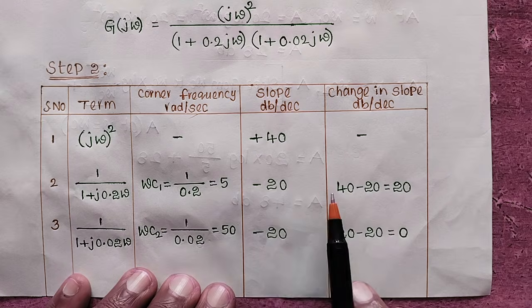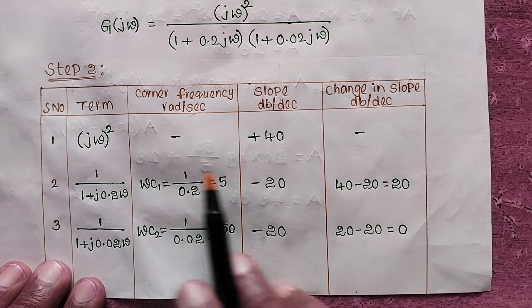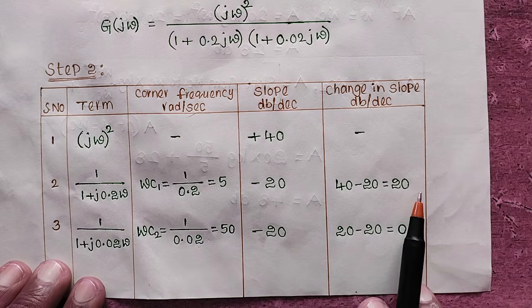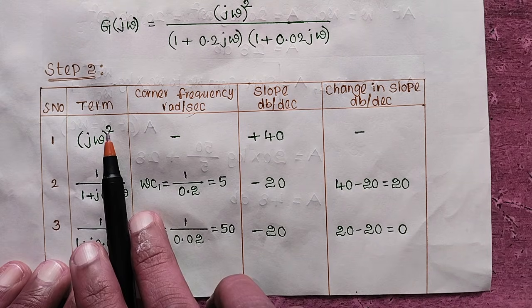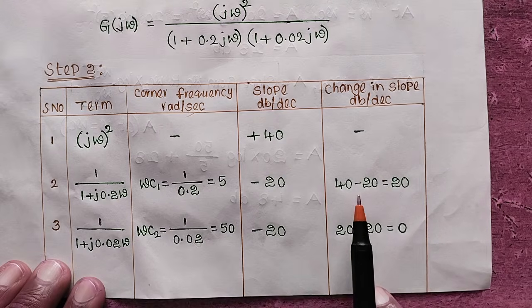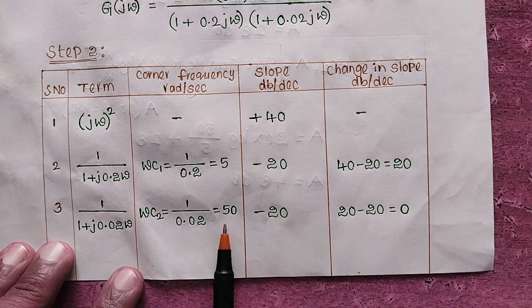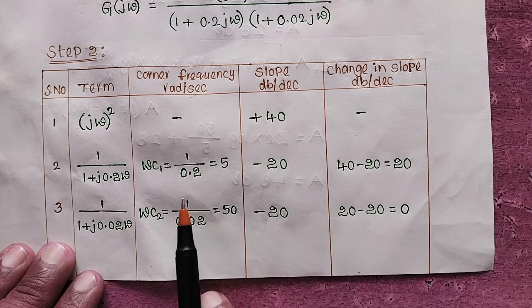So after the effect of this term to this term is 20 dB per decade. Once this term is added to this term, the slope of the magnitude becomes 20 dB per decade. Again, after adding this term at omega equal to 50 radians per second, the effect of this term comes into the picture.